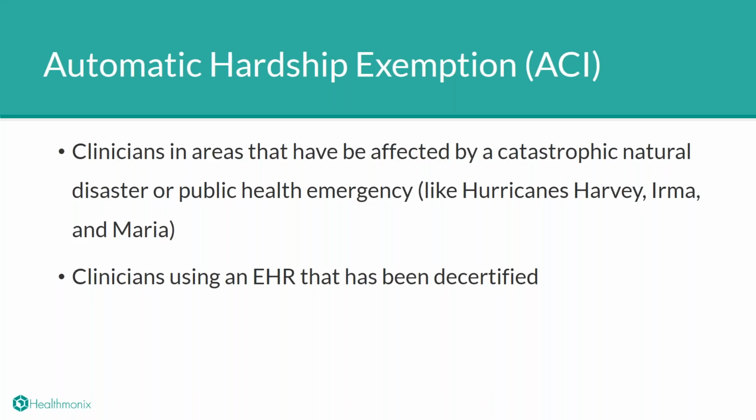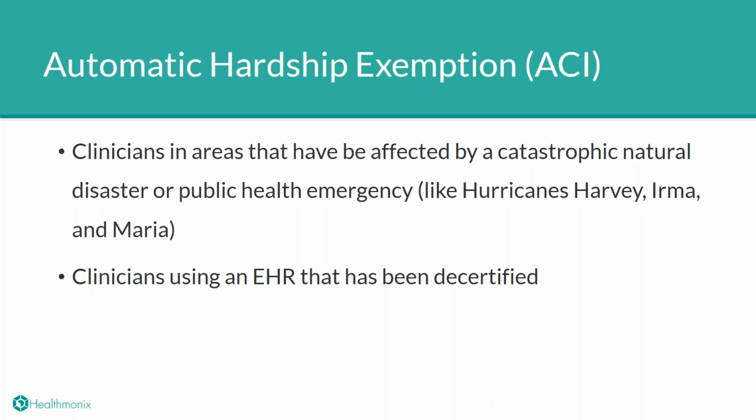And what is interesting, too, is that CMS has said this is going to apply not only for 2018, but also retroactively for 2017. So if you were impacted by one of the hurricanes mentioned here or another public health emergency, you can actually contact CMS and confirm whether you are going to receive the automatic hardship exemption and the reweight of the ACI performance category.